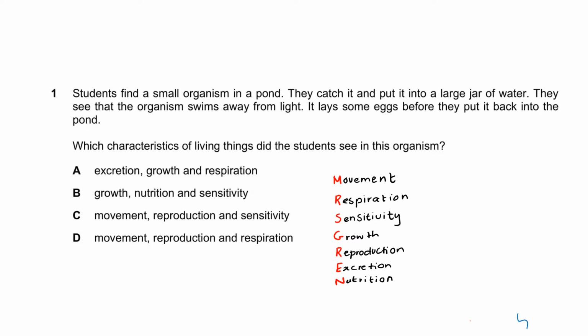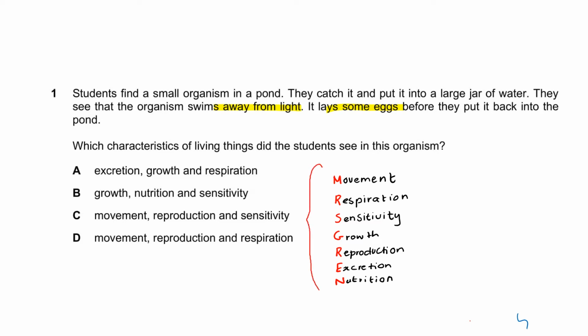Question 1 says, students find a small organism in a pond. They catch it and put it into a large jar of water. They see that the organism swims away from light. It lays some eggs before they put it back into the pond. Which characteristics of living things did the students see in this organism?